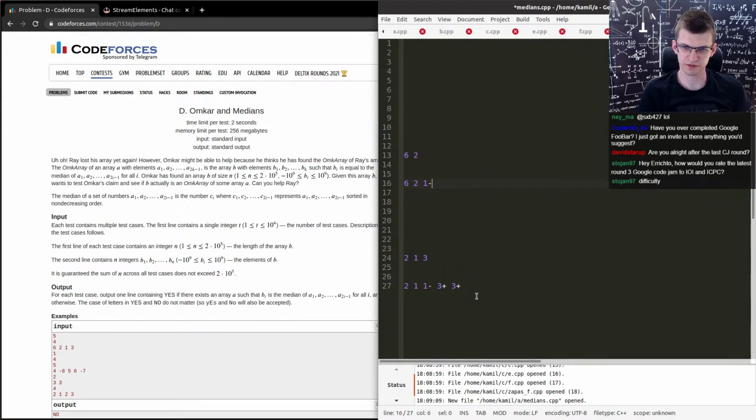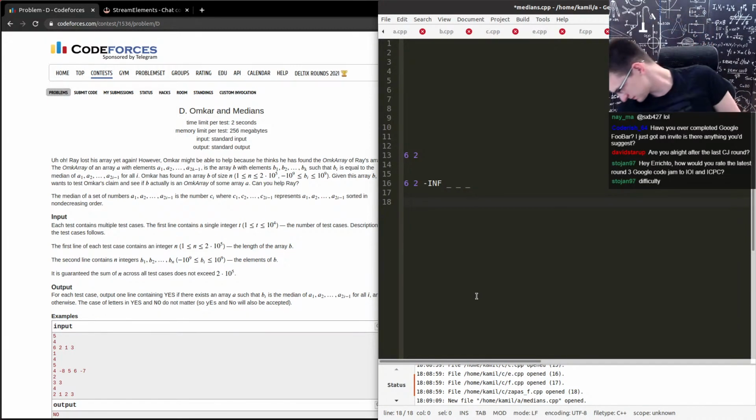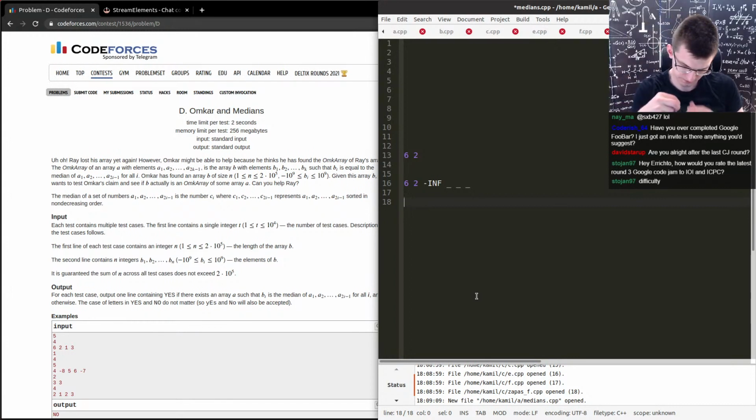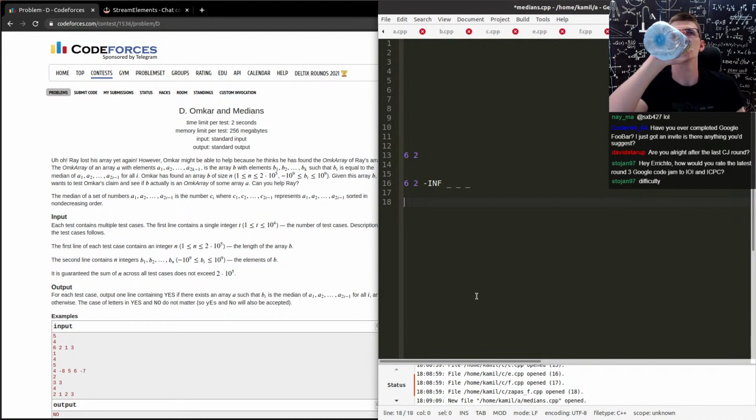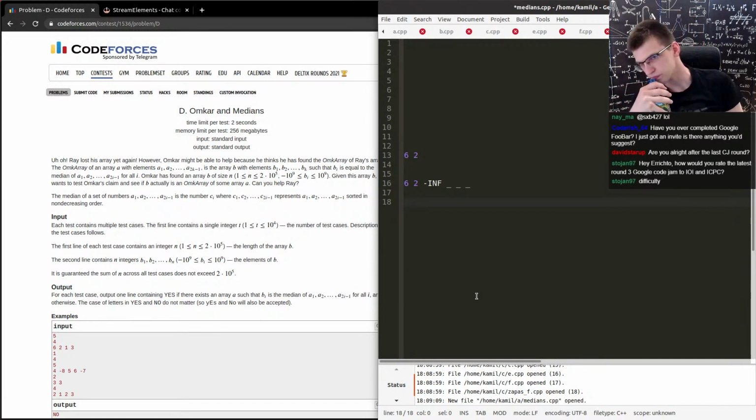So now back to the greedy thing. The only thing that is doable seems to be that this will be minus infinity. Why is it fine? Smallest numbers and biggest will never matter.